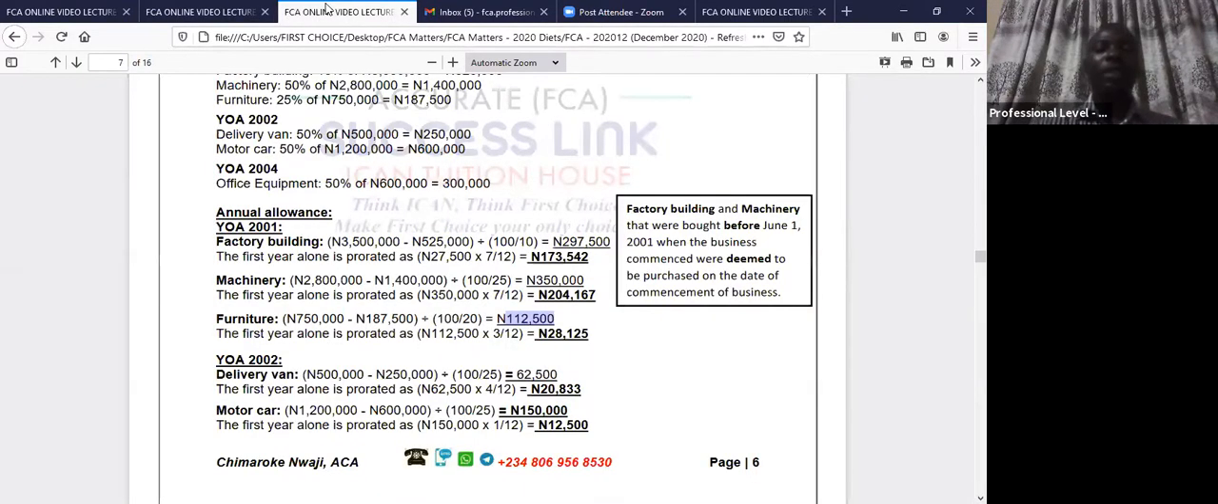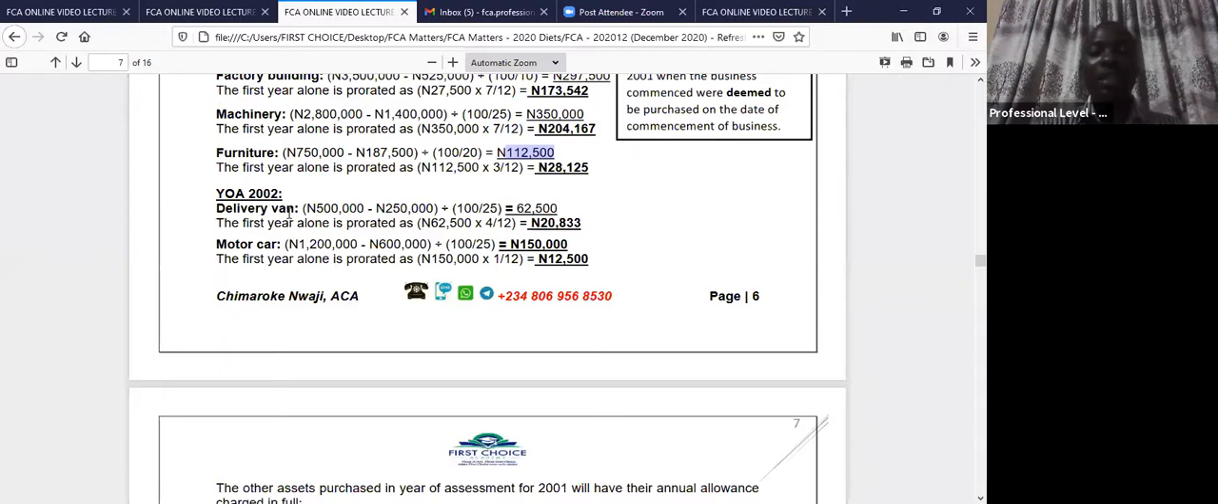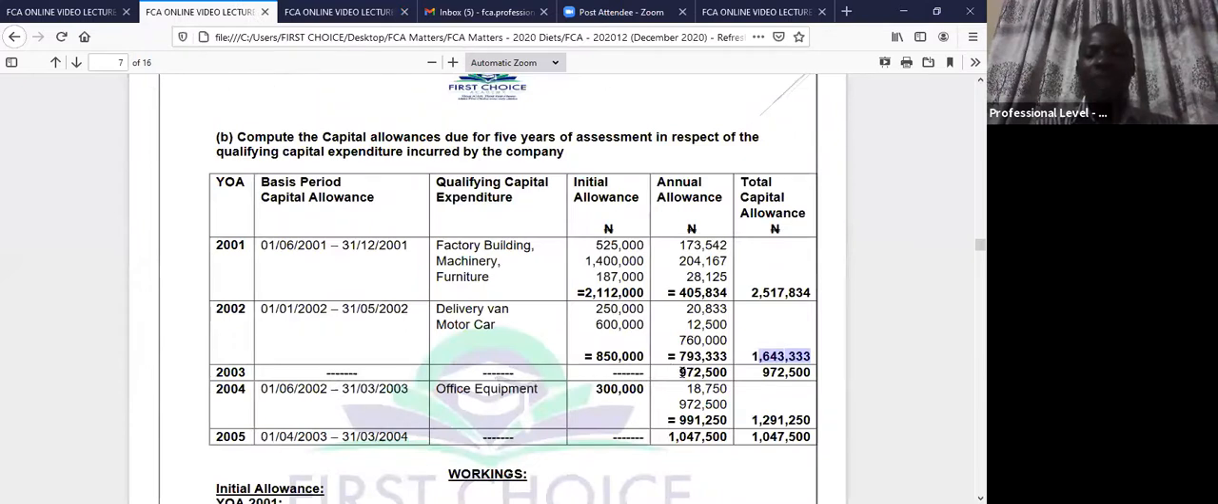Now, can you see that we already have factory building still existing, machinery still existing, furniture still existing, and they cost us 760. Now, in 2003, your motor van is going to be charged full. So we are going to take this 62,500 to add to that 760, 62,500. Then we'll add motor car 150,000. What we have here is 972,500. So that's what we have here as our annual allowance, 972,500. Since there is no initial allowance, our annual allowance is 972,500 plus 0 initial allowance. Everything gives you 972,500. Okay? Now, we go to the next year.